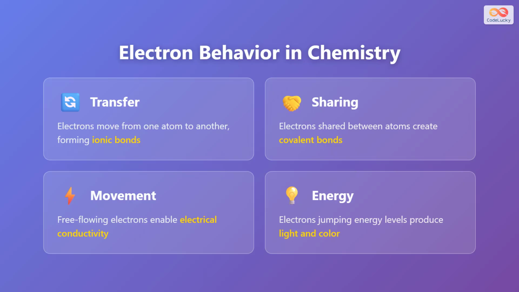Finally, when electrons jump between energy levels, they can absorb or release energy, producing light and color. This explains everything from the colors we see to how electricity flows.